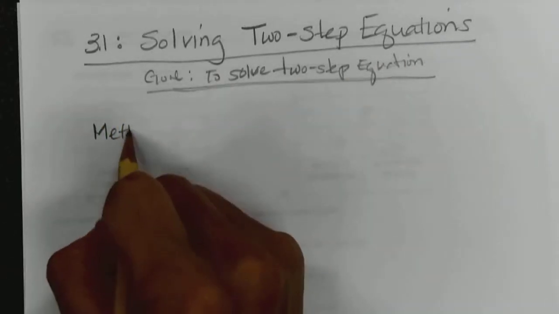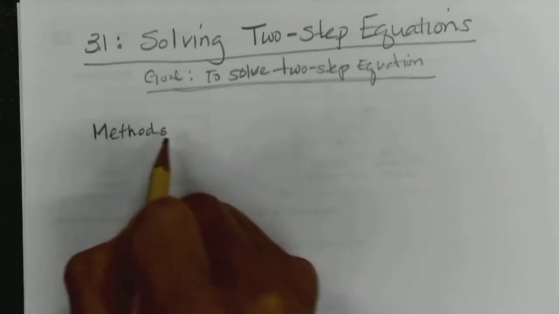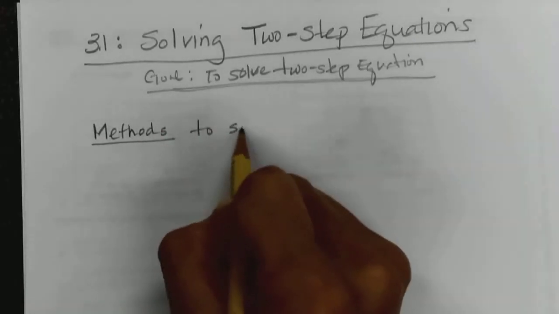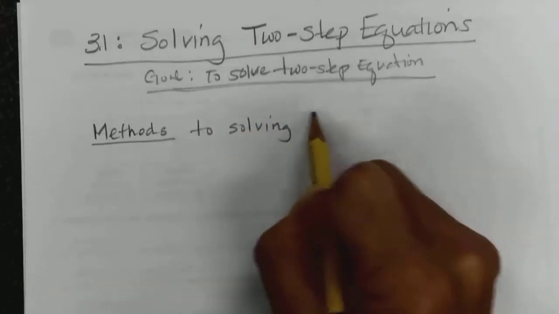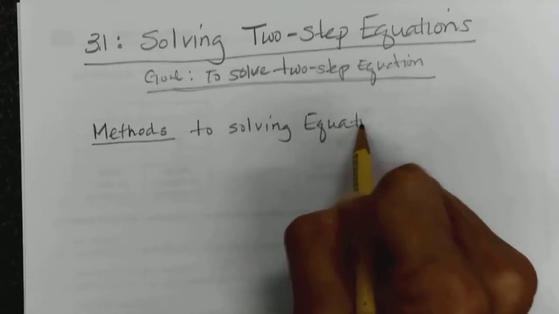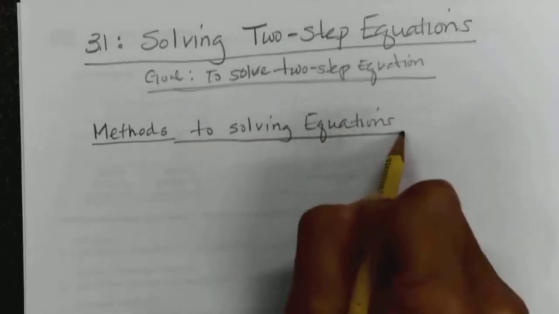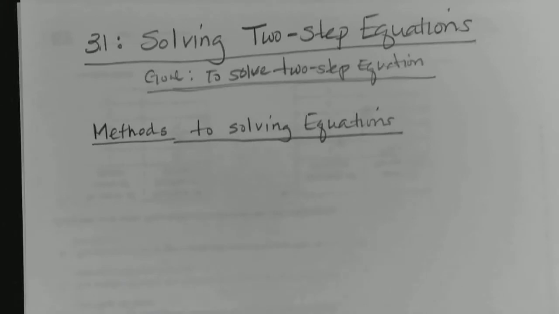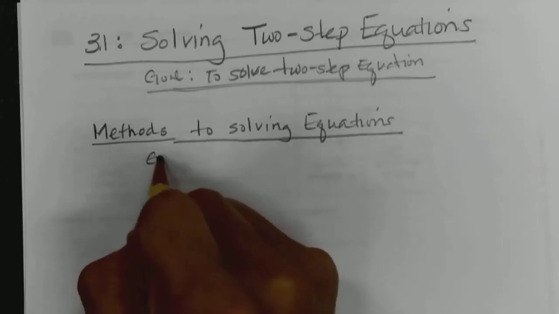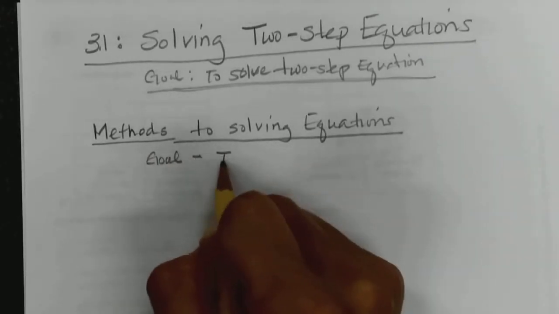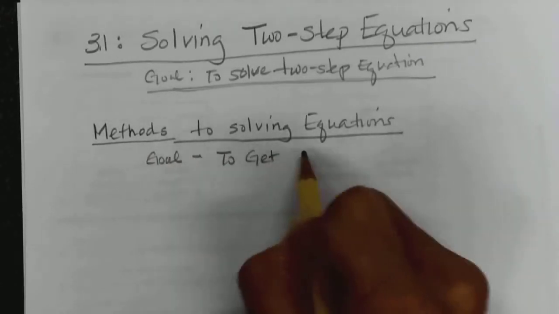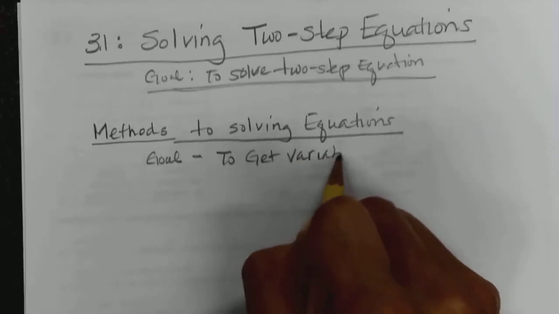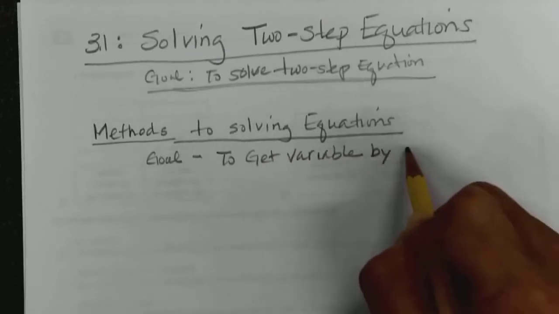Alright, so 3.1, solving two-step equations. I'm going to give you the methods to solving equations. Okay. Goal is the same every time. Your goal when you're solving is to get the variable by itself.